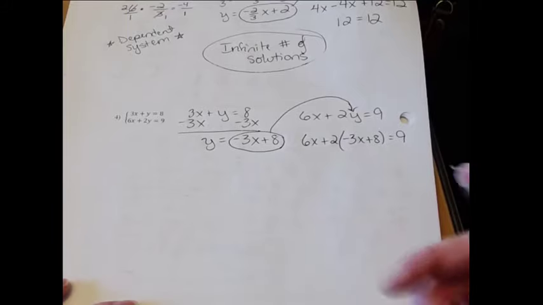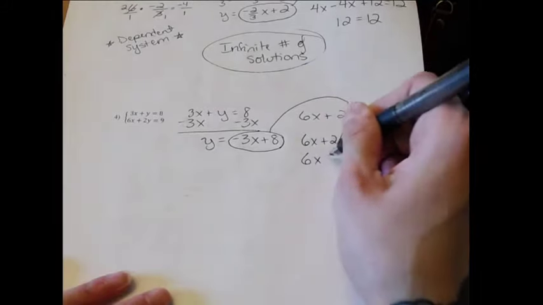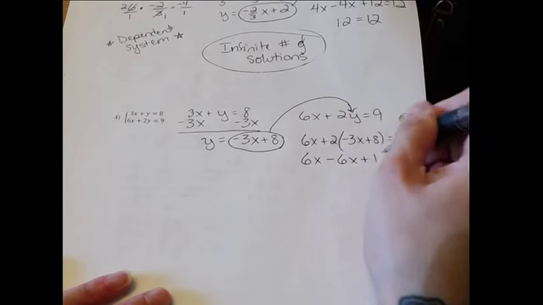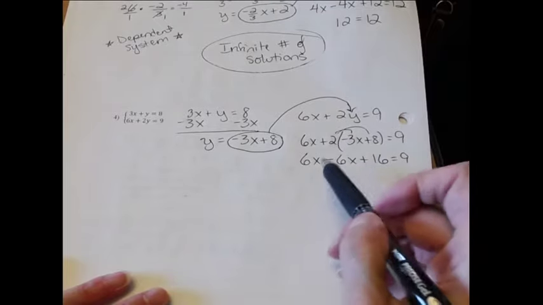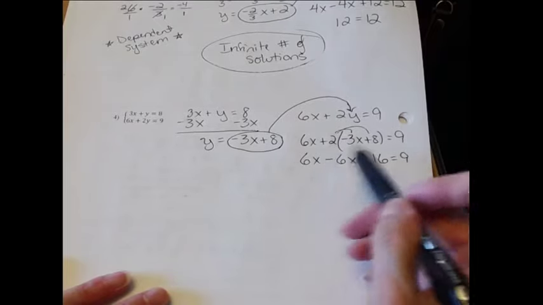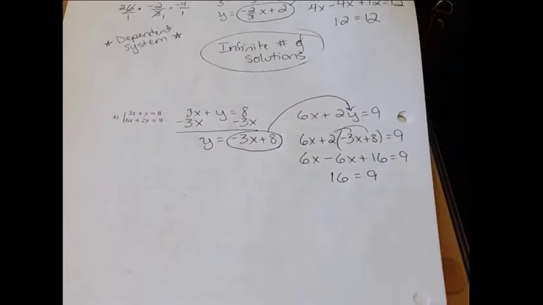Now I'm going to solve it. We know how to solve this. We know that we have to distribute. So we get 6x minus 6x plus 16 is equal to 9, right? Because we distributed. 6x minus 6x, those go away. They completely cancel. So you're left with this statement.